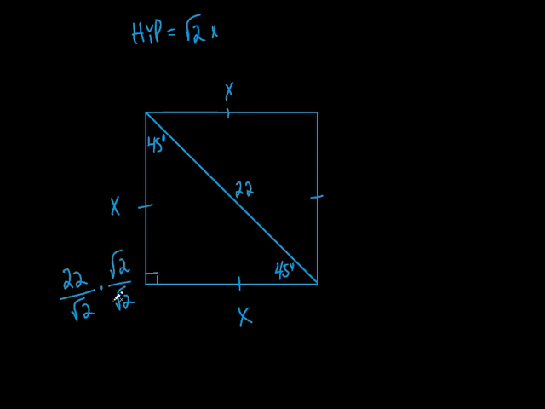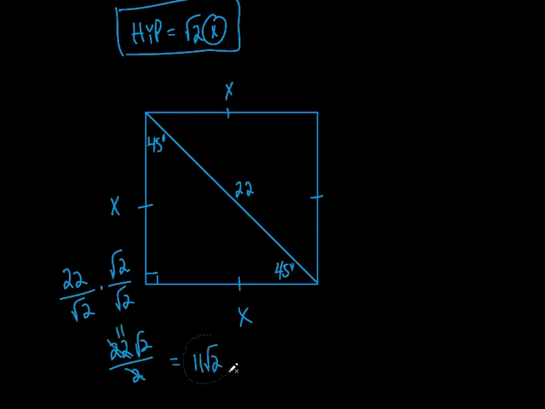Look, I divided by the square root of 2 because of this. In order to get x by itself, you have to divide by the square root of 2. So the hypotenuse is 22 divided by the square root of 2. Now, you got to get rid of the square root of 2 in the denominator, correct? So you multiply top and bottom by square root of 2. So what do you get? You get 22 square root of 2 over what? 2. 2 goes into 22 11 times. There it is. It's 11 square root of 2.